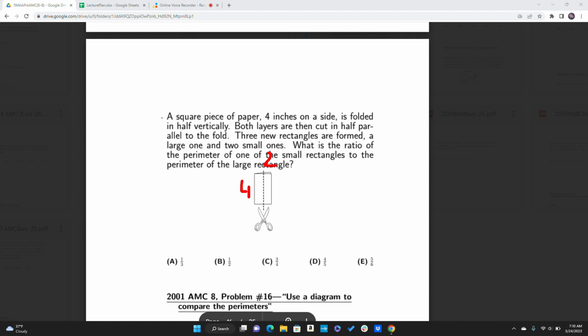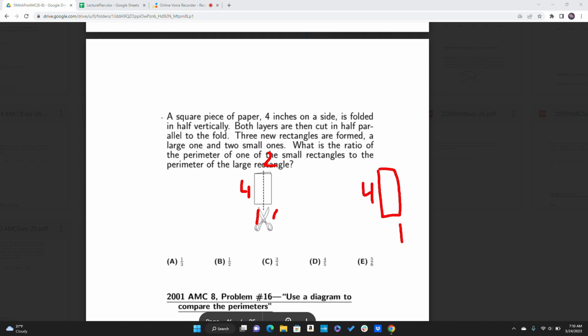So both layers are cut in half parallel to the fold. Right, so this is at 1 and 1. So that's giving us 3 rectangles, 2 small ones and 1 large one. So notice that the small rectangle, that's going to be on the end, right? So that's the 4 by 1 that we're talking about.